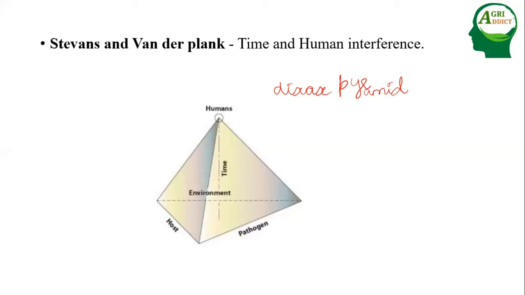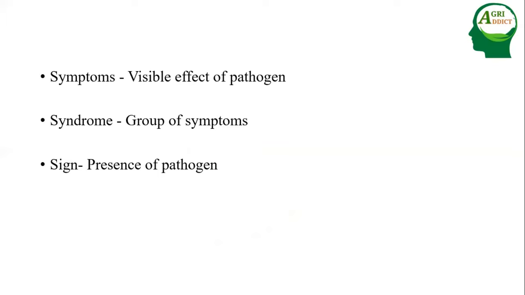And now we shall be discussing some of the important basic terminologies. Yes. What is a symptom? When you start observing the visible effect of the pathogen on the diseased plant, it is called a symptom, and a group of symptoms we call a syndrome. Whereas a sign is the presence of the pathogen. For example, if you observe a bacterial ooze, we call it a sign. Or sometimes you observe the white mycelia in the case of downy mildew. So these are all the signs we say.